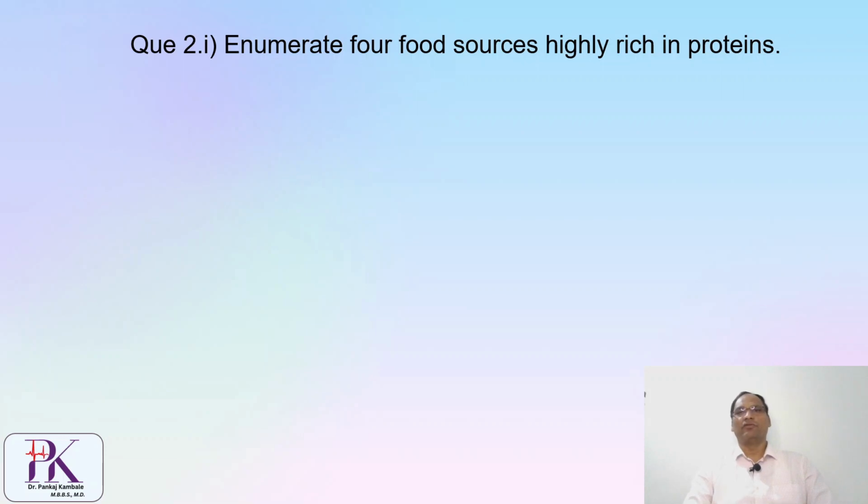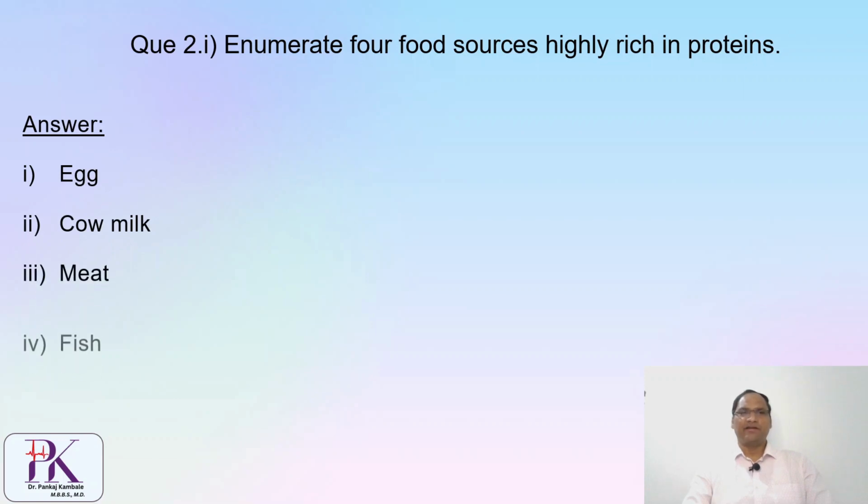Enumerate 4 food sources highly rich in protein. There are important food sources which are rich in protein. These are egg, cow milk, meat, fish, and lentils. These are arranged according to the biological value of proteins. So the food which is highly rich in protein according to biological value is egg, followed by cow milk, meat, fish, and lentils. Let's move to the succeeding question.